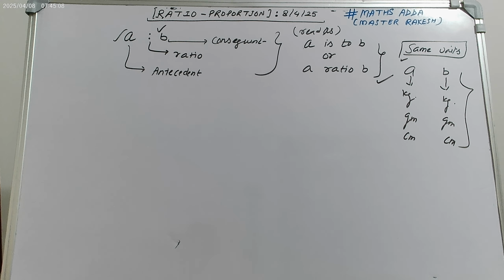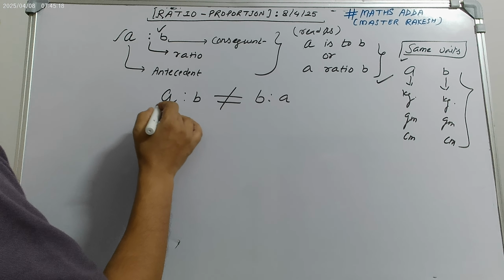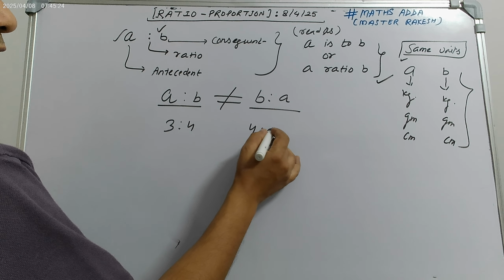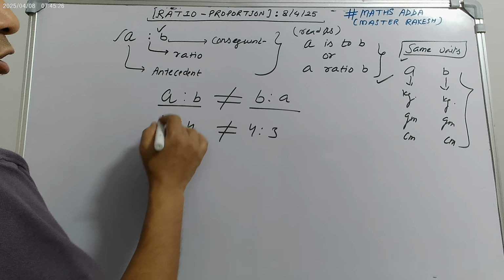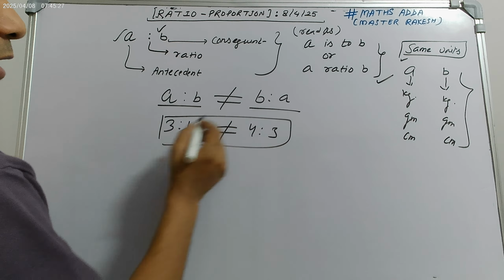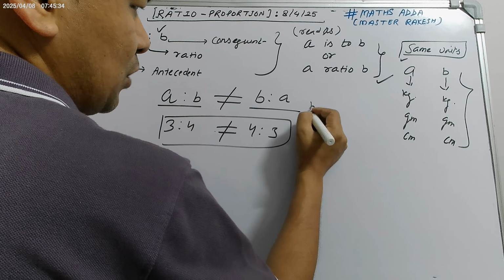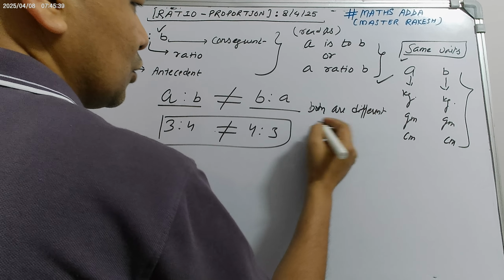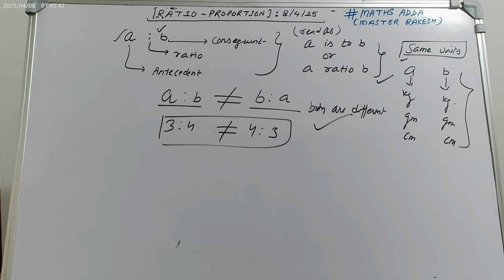Today, one more thing. Make sure A is to B is not equal to B is to A. This is different. If you say 3 is to 4 and 4 is to 3, both are different, not equal. The cross means not equal. So both are different. Now we will talk about proportions.